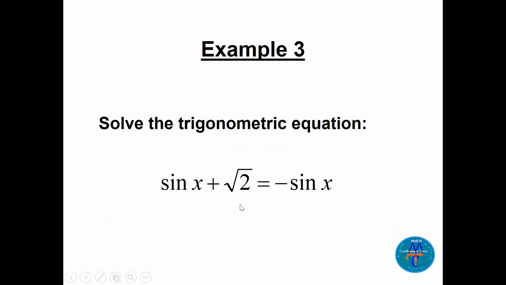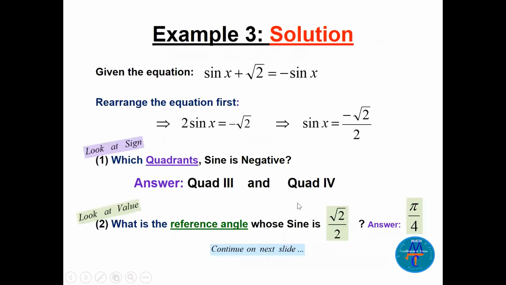Example 3, we have another maybe easy equation. Sine of x plus square root of 2 is equal to minus sine of x. Let's solve this equation. First, we have to rearrange it. So bring this minus sine x to the other side and add, and it becomes 2 sine of x equals minus square root of 2. Divide by 2. Now, this is the important thing here. Sine of x is equal to this number, minus square root of 2 over 2.